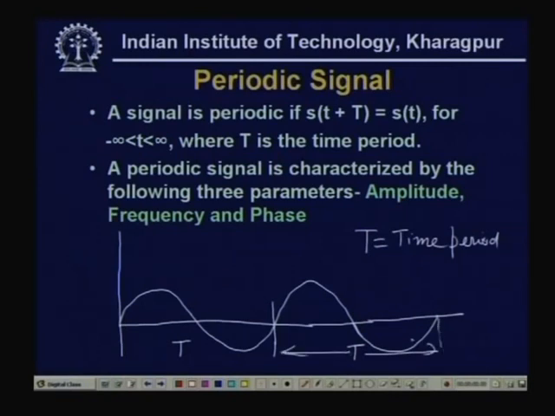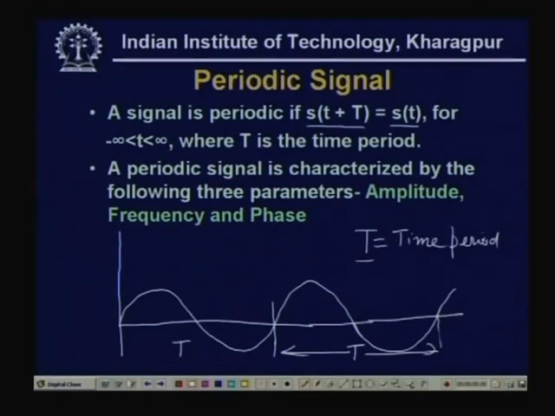Mathematically, as you can see, S(t + T) is equal to S(t) for the range minus infinity to plus infinity of time. That means it started long back and is continuing, generated continuously. Then we call it a periodic signal and it has a time period T. This capital T is the time period.